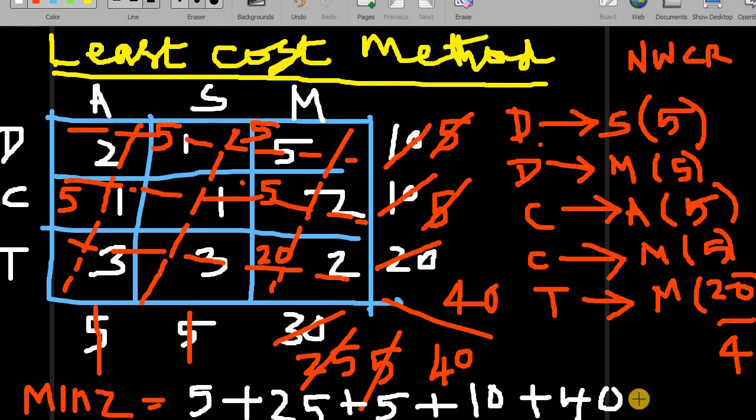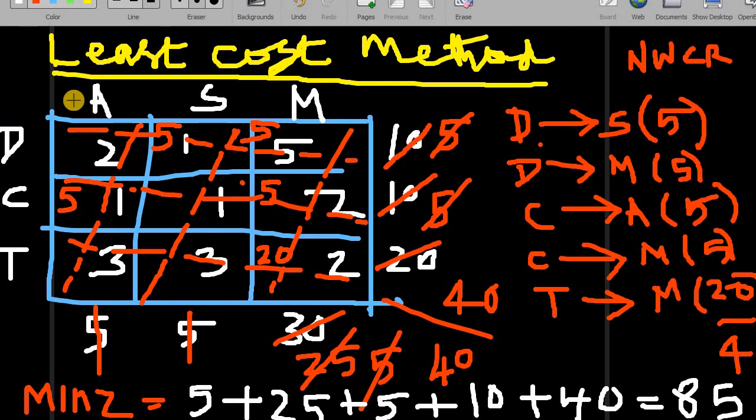Okay, what's the total cost now? We have to add all of them. Let me calculate. 40 plus 10, 50, 50 plus 10, 60, 60 plus 25, 85. So 85 is the minimum total cost to transport all the 40 items from these production centers to these destinations.